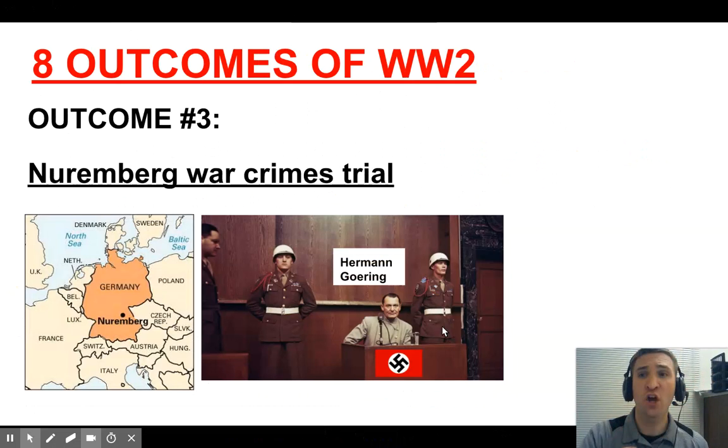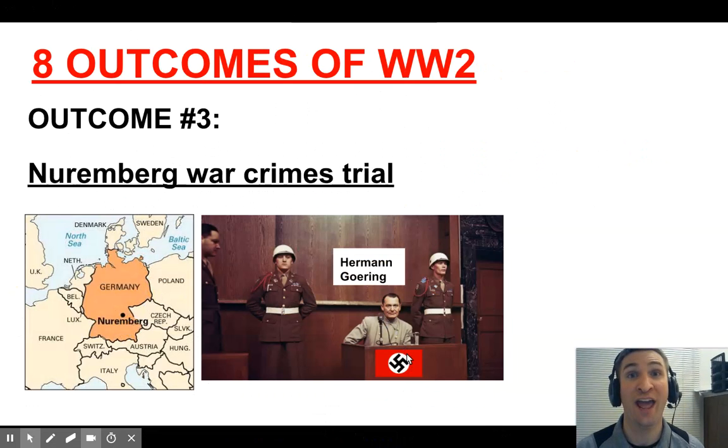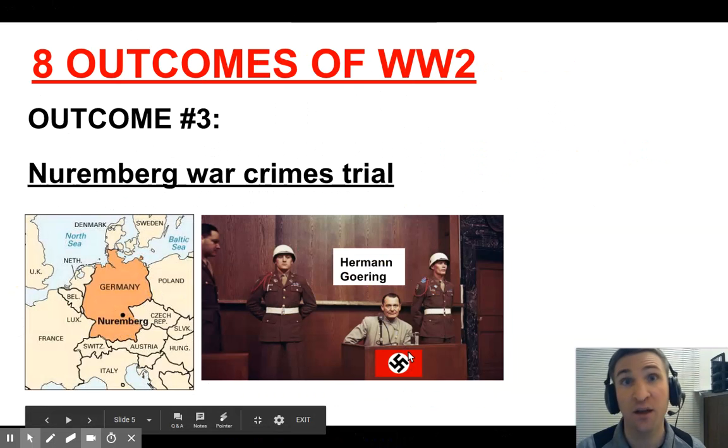Outcome number 3 was the Nuremberg war crimes trial. The Nuremberg trial was named after the city where the court case took place in southeast Germany, Nuremberg, here it is. And this man was the highest ranking Nazi official put on trial. His name was Hermann Goering. He was found guilty and his sentence was to hang, death penalty by hanging.